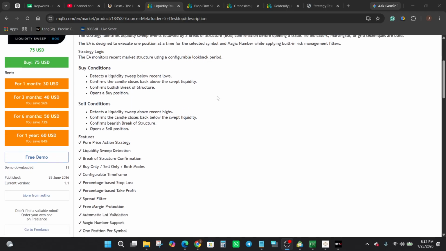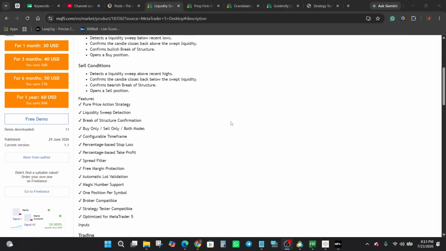Buy setups require a sweep below recent lows with a bullish BOS confirmation, while sell setups trigger after a sweep above recent highs, followed by a bearish BOS. The listing notes that the bot manages one single open position at a time per symbol and magic number. All right.